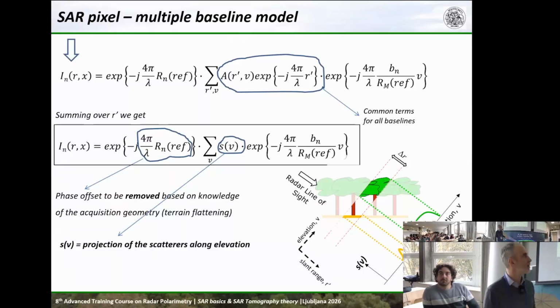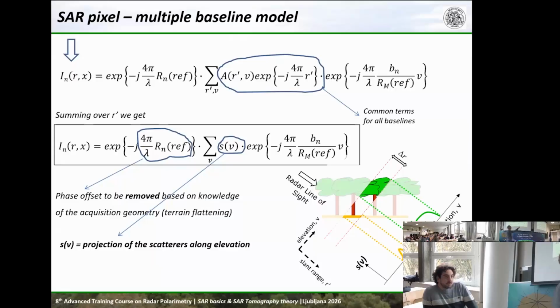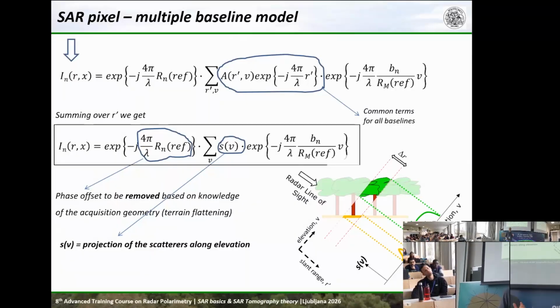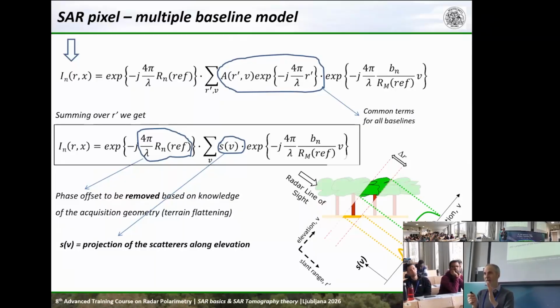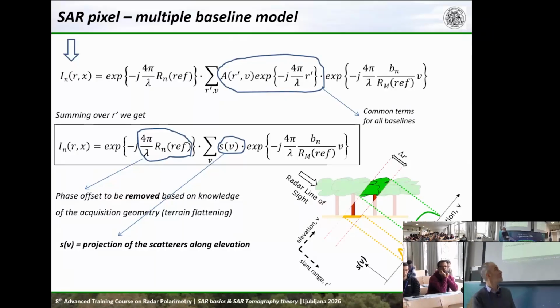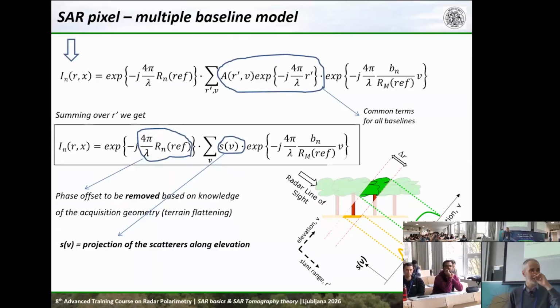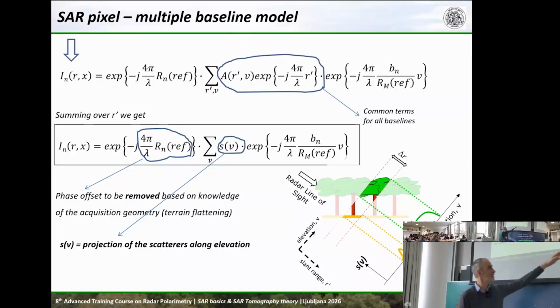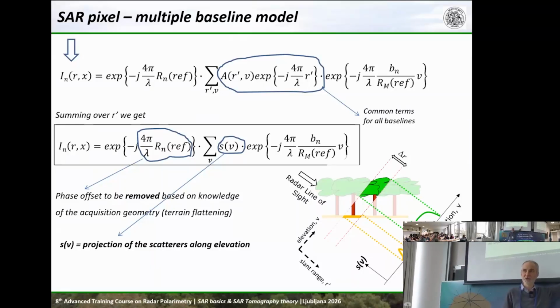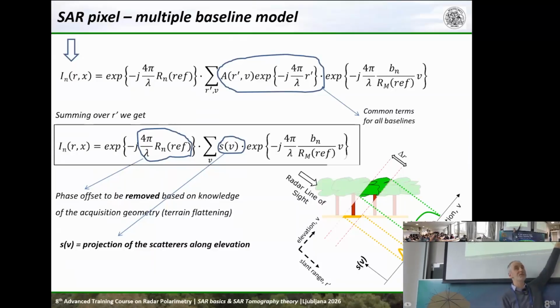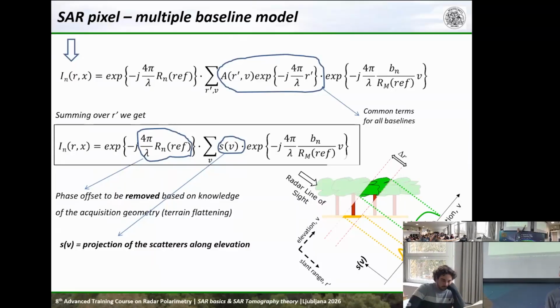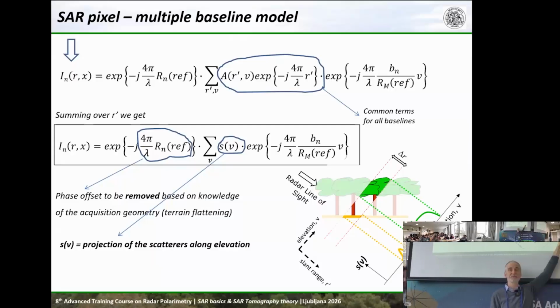I said many times today that a SAR pixel is the collection of whatever stays in the bicycle tire, so in the resolution cell. And so this term S of V, I didn't want to insist too much on the mathematics, but this physical interpretation is important. This term S of V that pops up from the equations is just a projection of your resolution cell in elevation. This is what you actually need to understand radar tomography.